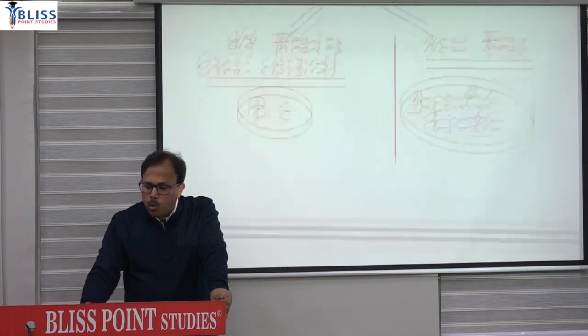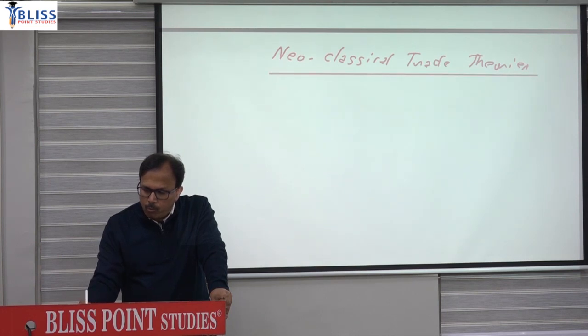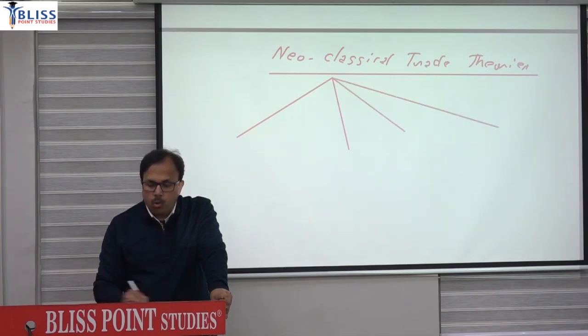So when we explain the old theories in the syllabus part, that is old means the new classical trade theories, you can call it the old. Mainly we are studying here 4 models or 4 theories. One is a Ricardian model.